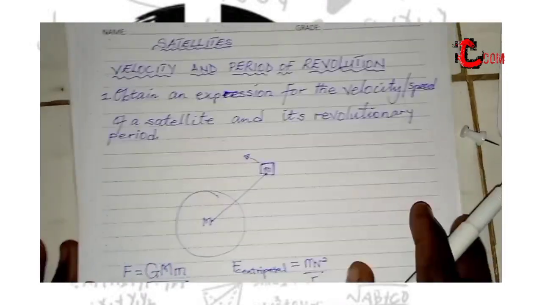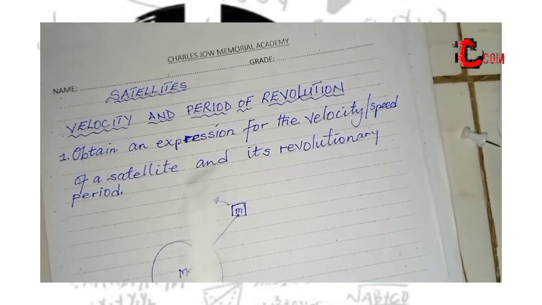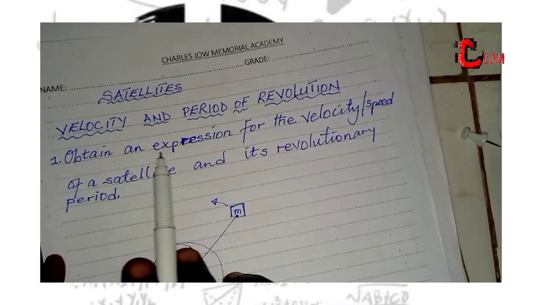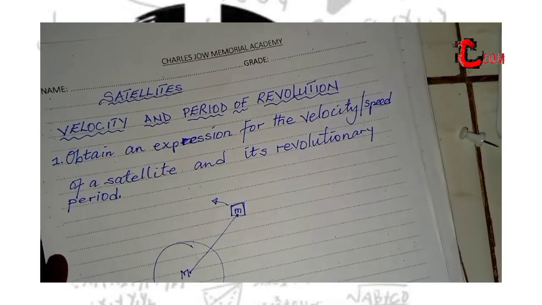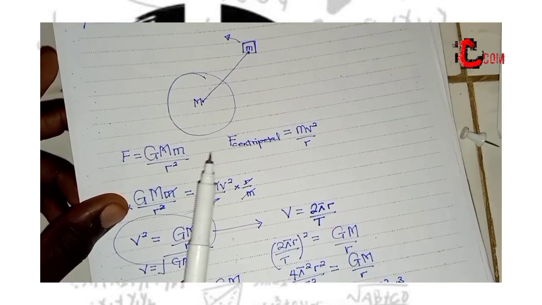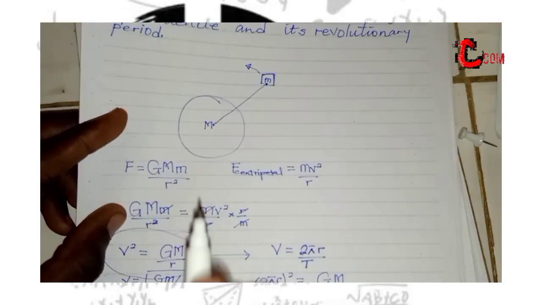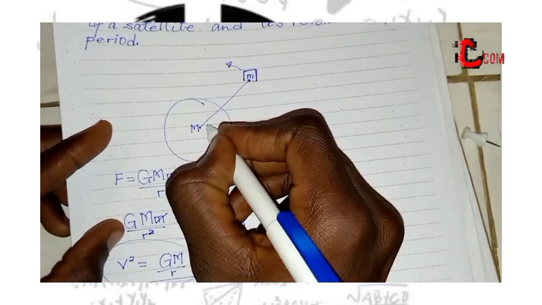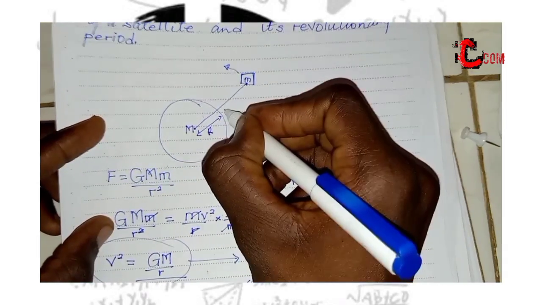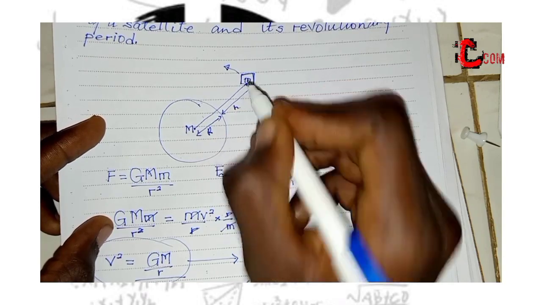In this case, remember, our target was to know the velocity and also the period of revolution of a satellite. So now we have obtained an expression for the velocity, the speed, and the revolutionary period. To remind you, that is the big planet and this is the satellite. If we are talking about the Earth, then this distance will be the radius of the Earth, and this distance will be some height above the surface of the Earth, let's say h.